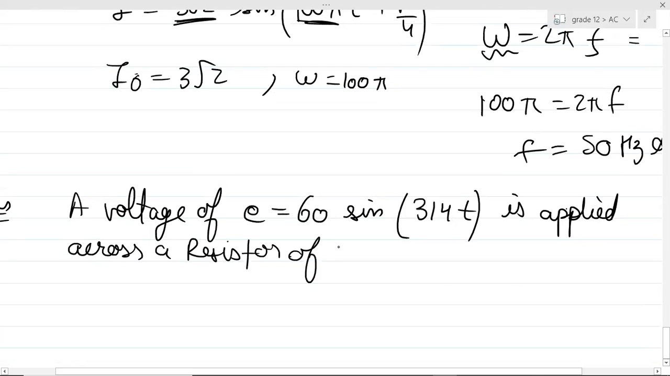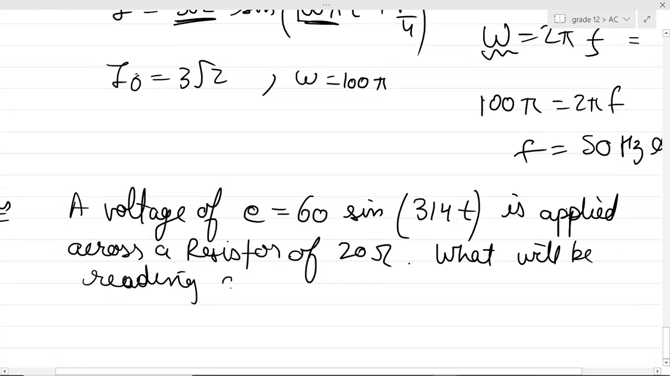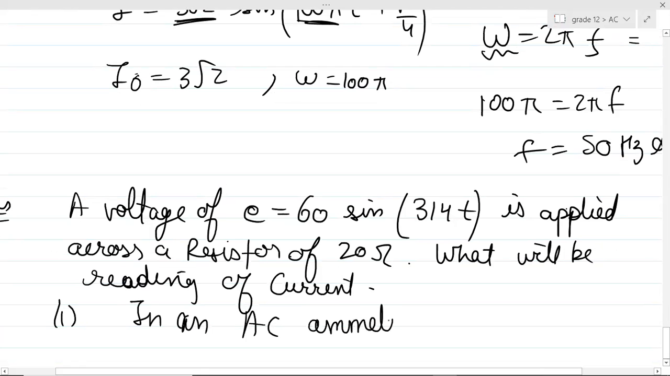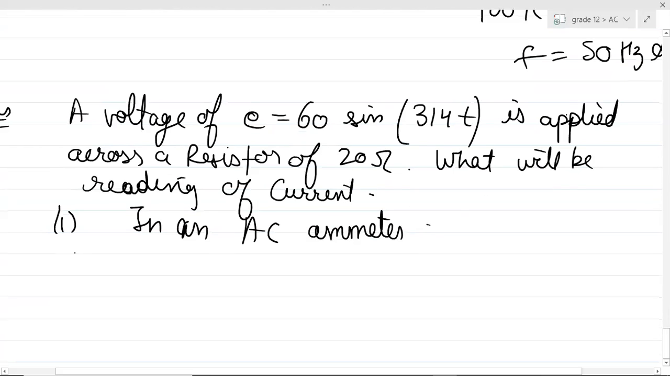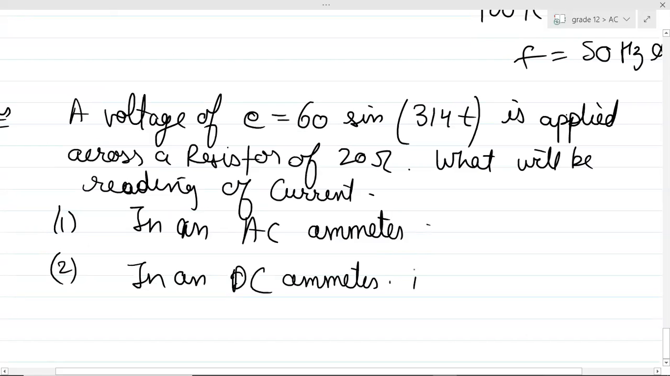Now what will be the reading of current, first in an AC ammeter, and the second in an ordinary, which is basically a DC ammeter, in series with the resistor? Both are in series, by the way.